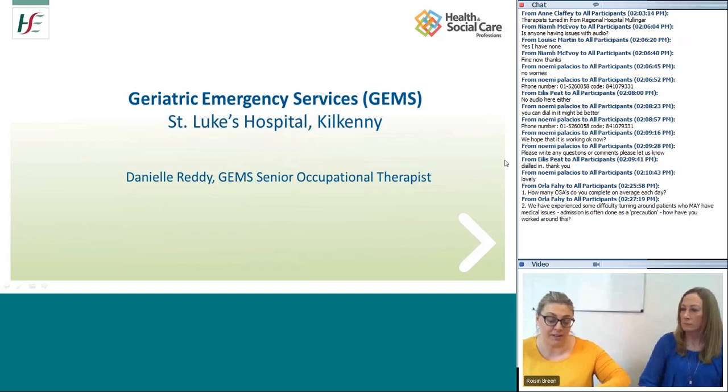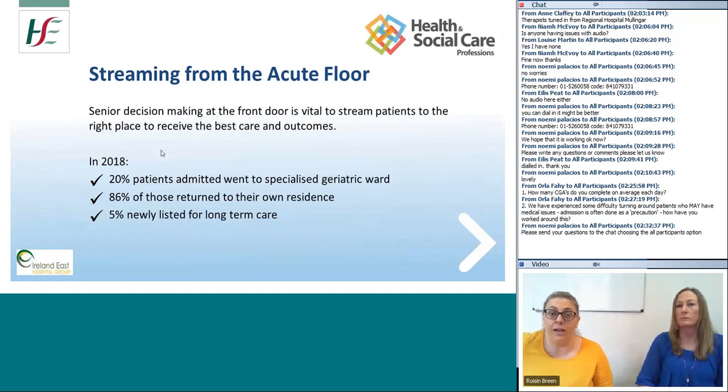So we know, obviously, that early identification is key, and that is followed by a comprehensive geriatric assessment and a quality care plan. And a lot of our patients in that cohort of people that we see coming in are genuinely sick and need admission and are at an acute stage of illness. To follow on with a good care plan, we need to always be thinking about streaming. And so streaming from the acute floor is really important. And having somebody that is a senior decision maker at the front door is vital to any team.